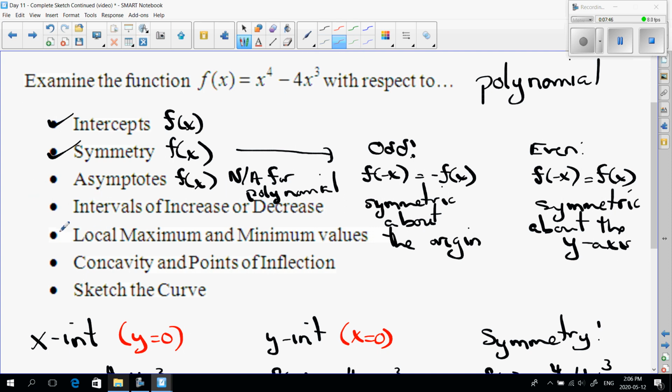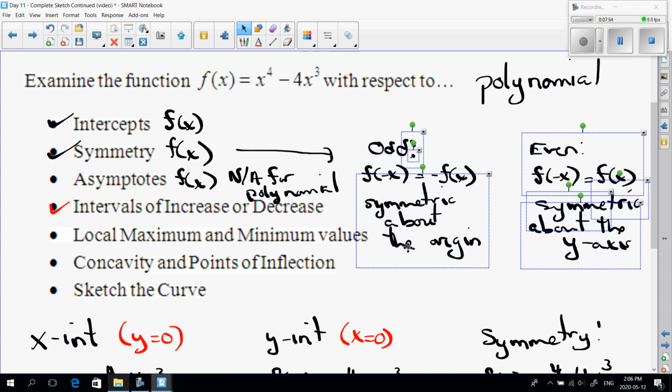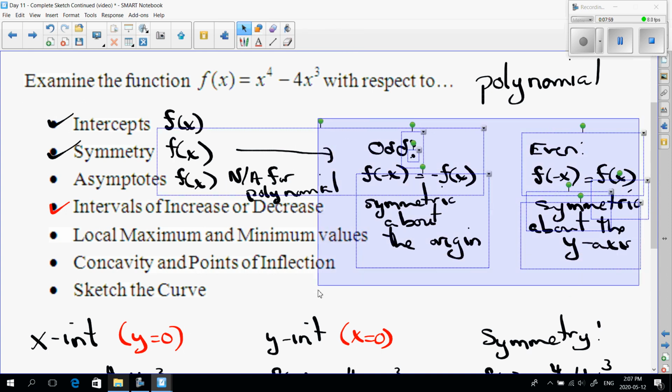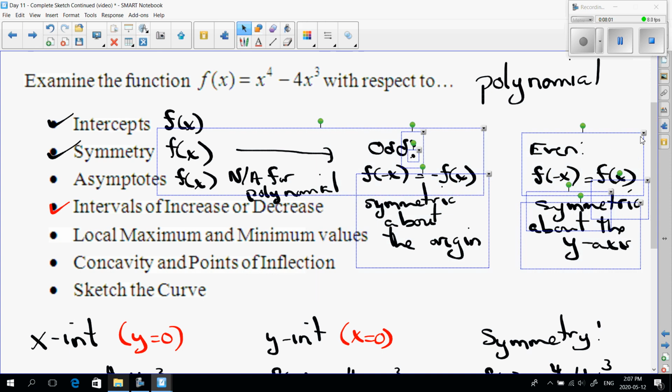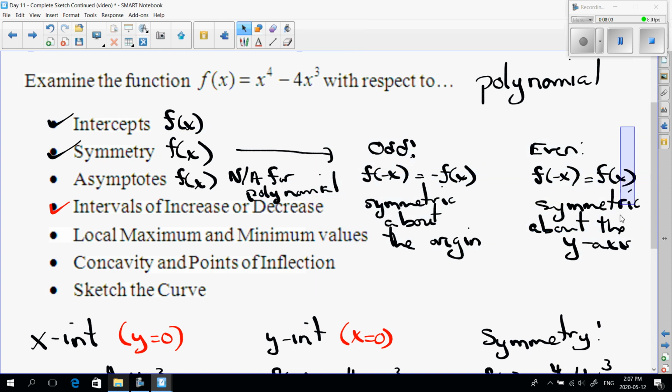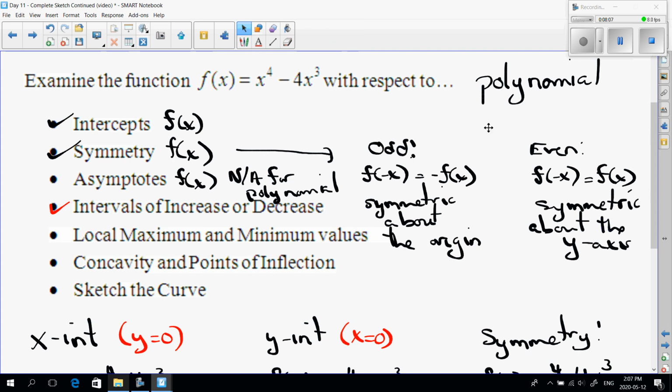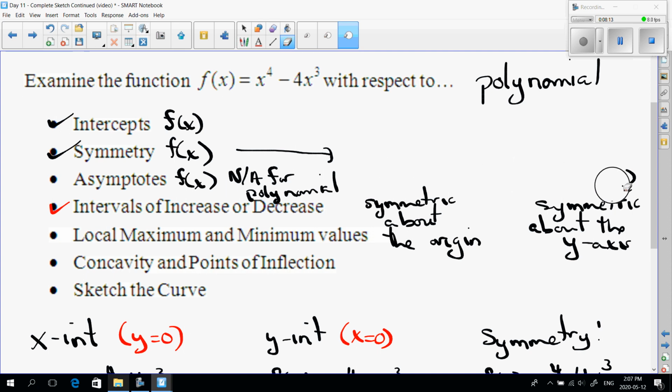For the intervals of increase and decrease, I'm just going to take this info and scoot it out of the way. If I can. How about this? Don't need it anymore. Pause the video if you want to see that, or rewind it.